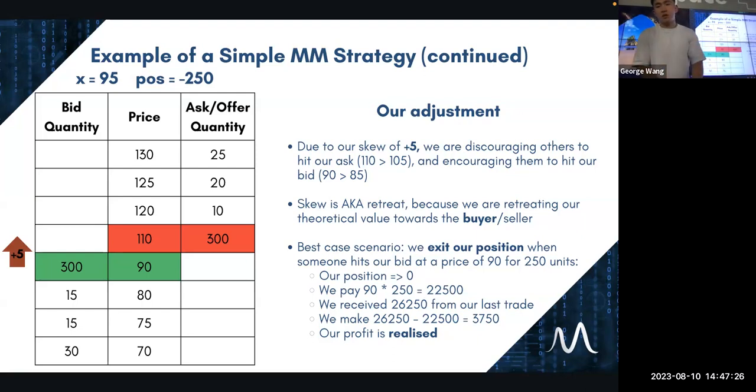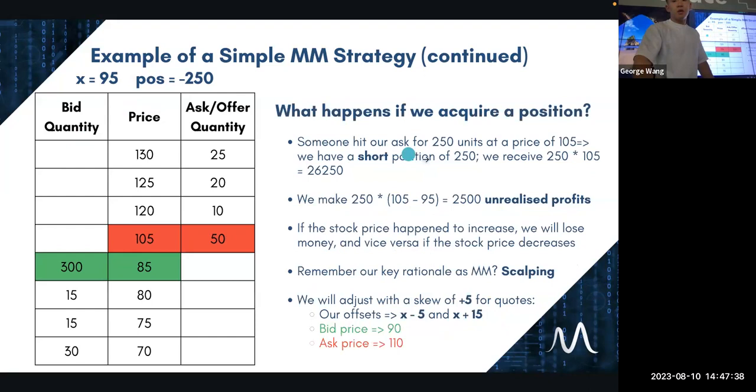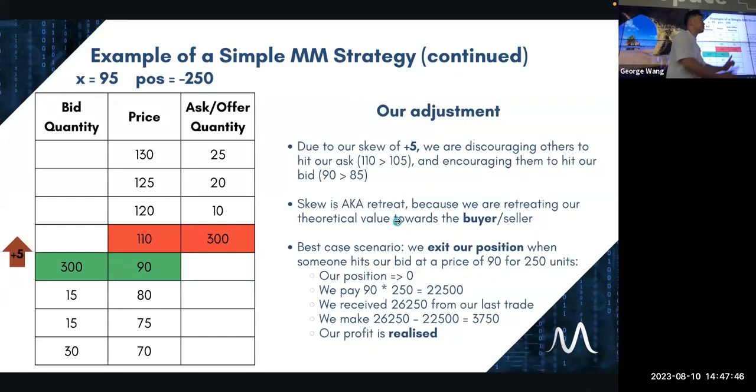So this is also called retreat, right? Skew, like I said before, the +5 is also called retreat because we're moving towards the person that traded with us, right? So in the previous example, somebody bought from us at 105, right? That means that they think the price is higher, right? So therefore, we're going to move towards them a little bit, just to kind of reduce our risk. Okay, and by the way, this is only a very simple, very trivial strategy. Okay, this might not be what everybody does, but we're trying to use this to learn, right?